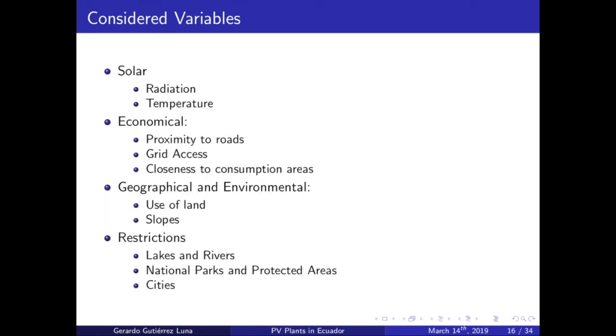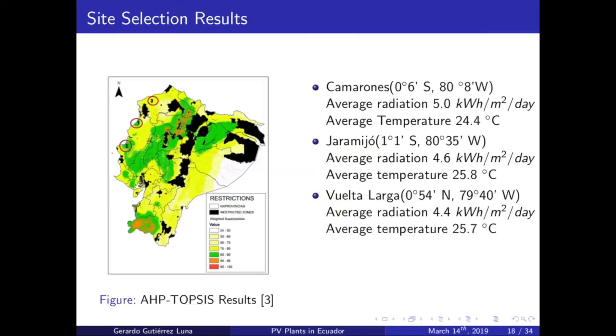The considered variables were the following. For solar, the radiation and temperatures of the sites; economical, the proximity to roads, the grid access, and the closeness to consumption areas; for geographical, the use of land and slopes; and the restrictions that were set were lakes and rivers, national parks and protected areas, and cities. Each of these variables was assigned a weight, and each of the categories was also assigned a weight. The results were the following. Two sites in Manabí were proposed, Jaramillo and Vuelta Larga, and another one in Esmeraldas called Camarones.